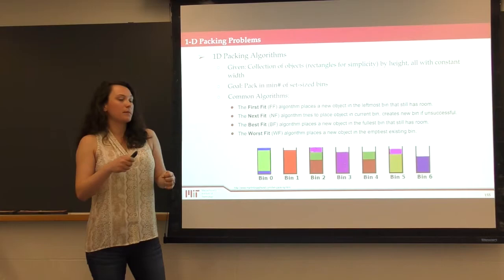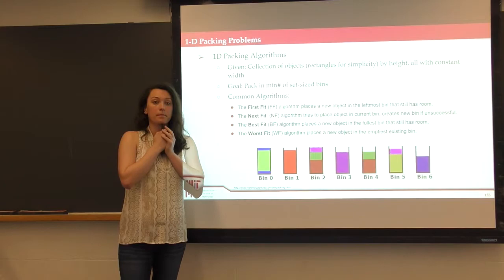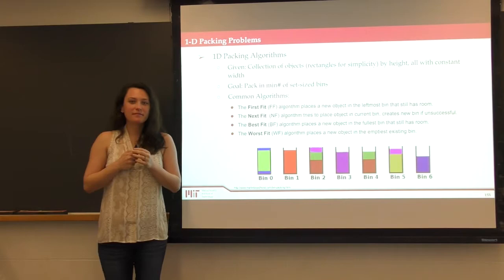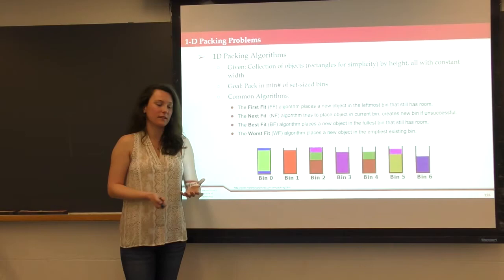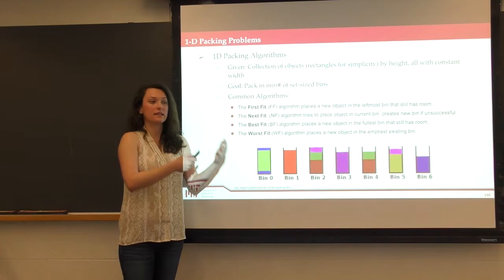Can I just clarify the terminology? I think we've used container, bin, box, and object. So I think an object and a box go into a bin or a container, is that right? Yes, sorry for the miscommunication. That's exactly correct. So I'll say box or rectangle or object. Those are the things that need to be packed. And container and bin are all the things that they go in. Thank you.